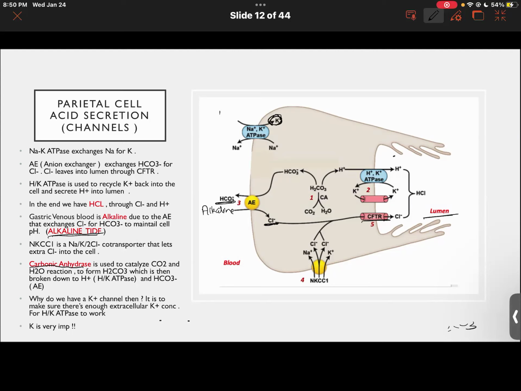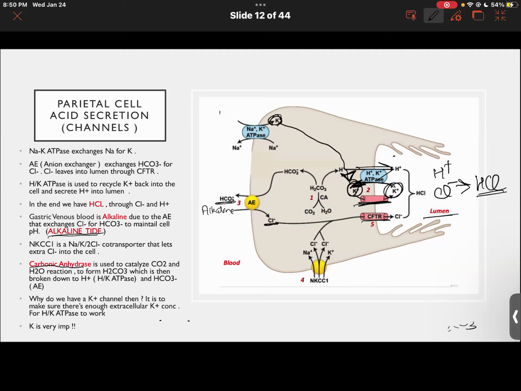The hydrogen exits via the H plus K plus ATPase. We have a K plus outside because of this channel over here that allows K plus to exit. Where do we get this K plus from? It's from over here. It was exchanged for sodium. This potassium then enters the cell and the hydrogen goes the other way, which means we have one H plus and one Cl minus, which means we have HCl outside.